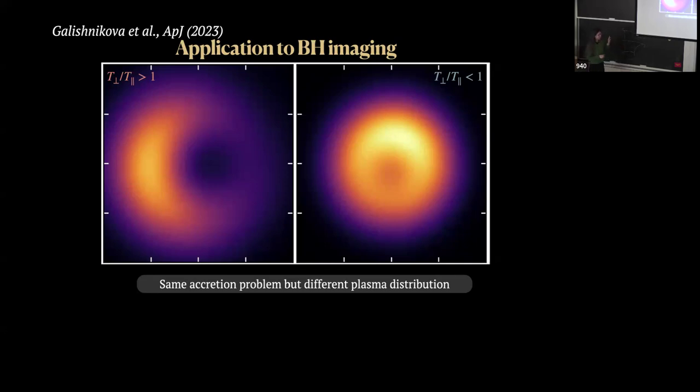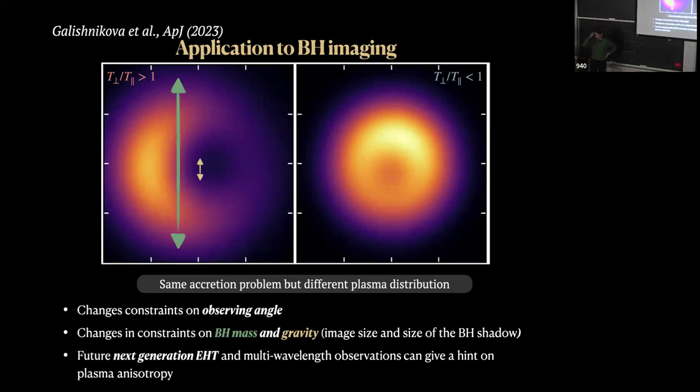And you can see that the same accretion model has very different images. Not only is this one more asymmetric than that one, but also the direction of asymmetry changes when you consider different anisotropy, because here the plasma emits predominantly along magnetic field lines. And of course, when EHT people claim a certain spin, they do not include this. They only use a thermal distribution function. Okay. This is nice.